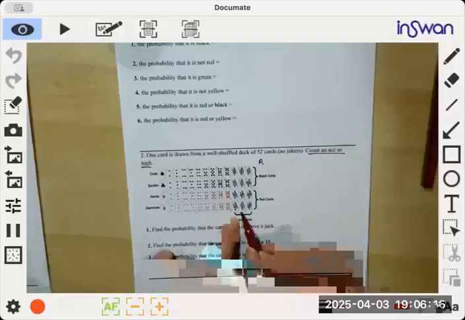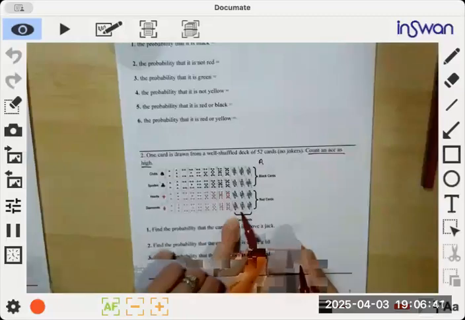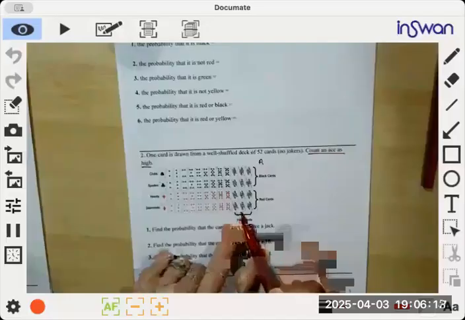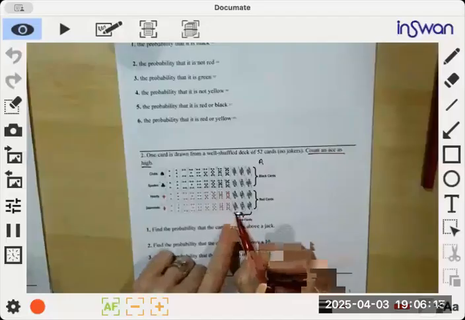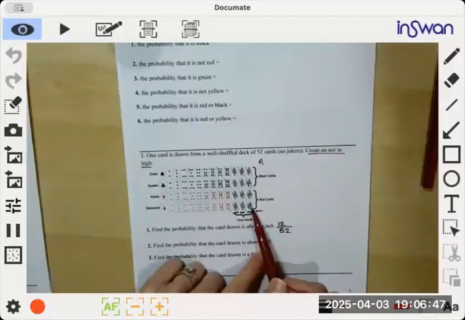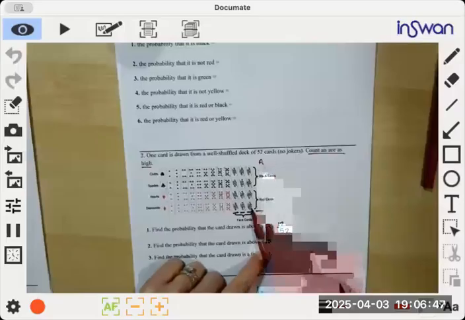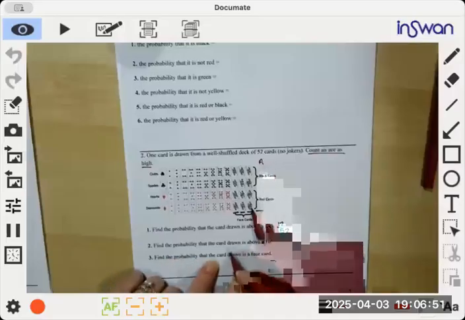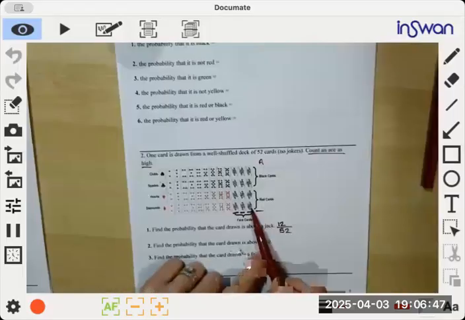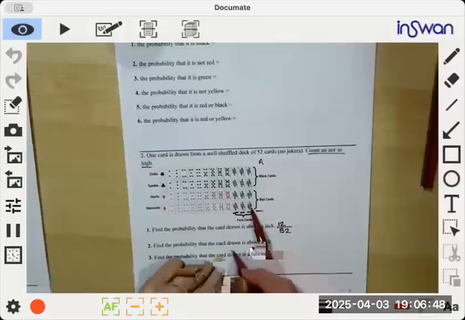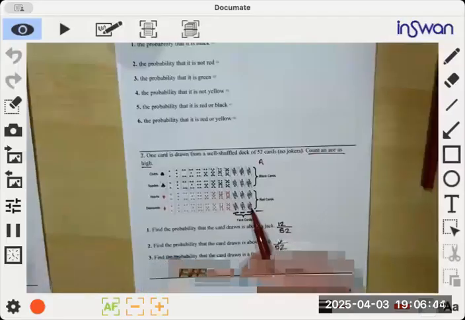Find the probability that the card drawn is above a 10. So that means we're going to include the jacks, the queens, the kings, and the aces. So jacks, queens, kings, and aces, and there's 4 of each of those. So that's 12, 16 out of 52.